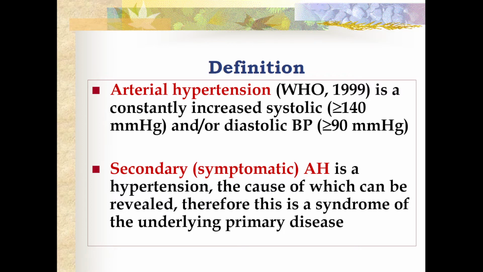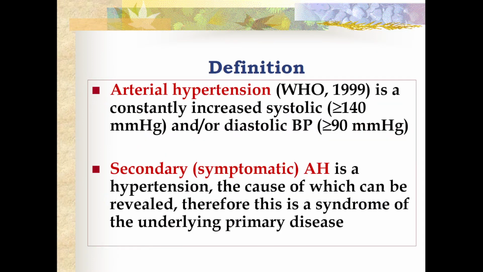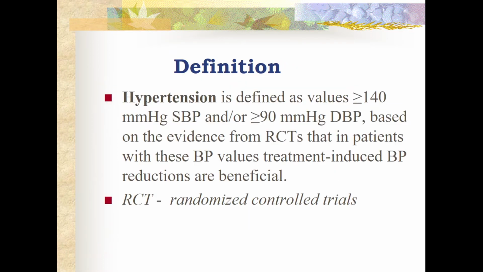Arterial hypertension is divided into primary and secondary hypertension. Secondary or symptomatic arterial hypertension is a hypertension, the cause of which can be revealed. Therefore, this is a syndrome of the underlying primary disease. And primary hypertension is a pathological condition in which the cause cannot be revealed, of unknown etiology.